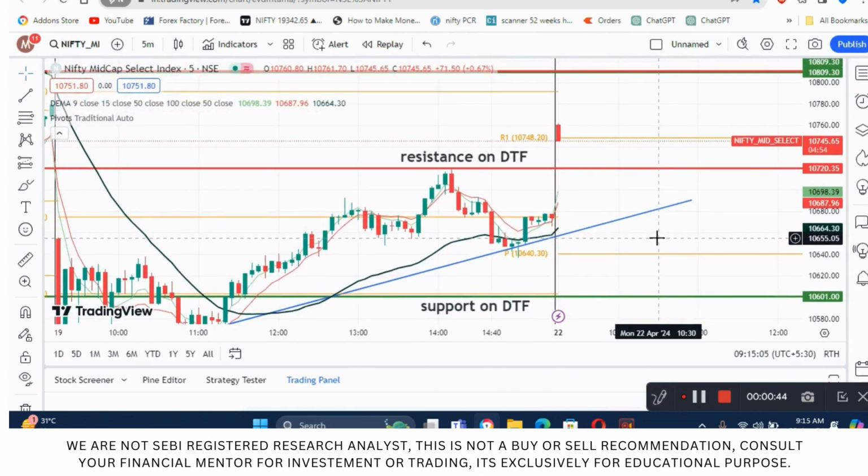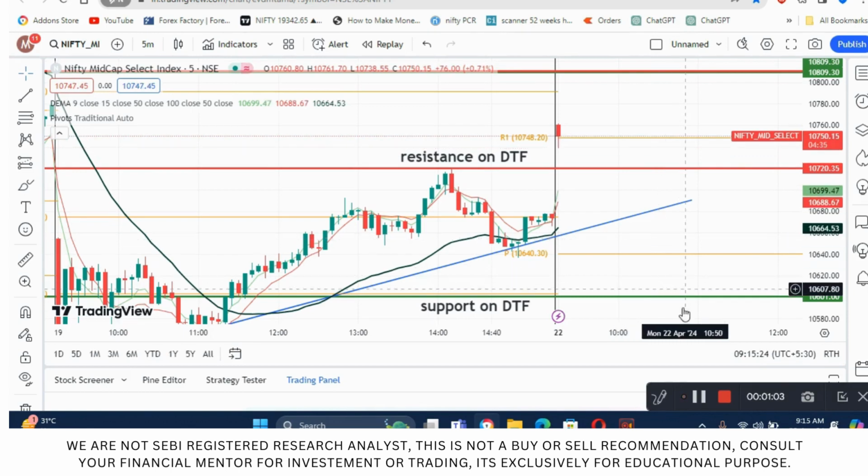Friends, you can see there is a big gap up. The market has opened gap up above our resistance level. Now we will wait and see. If we get a good setup and good signals, then we will try to enter the trade.